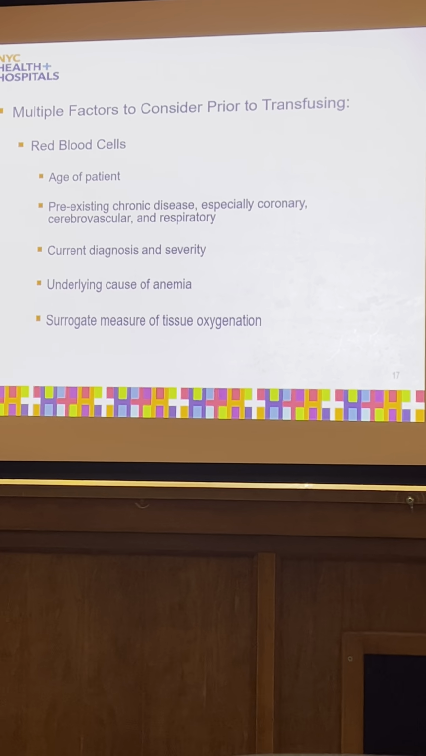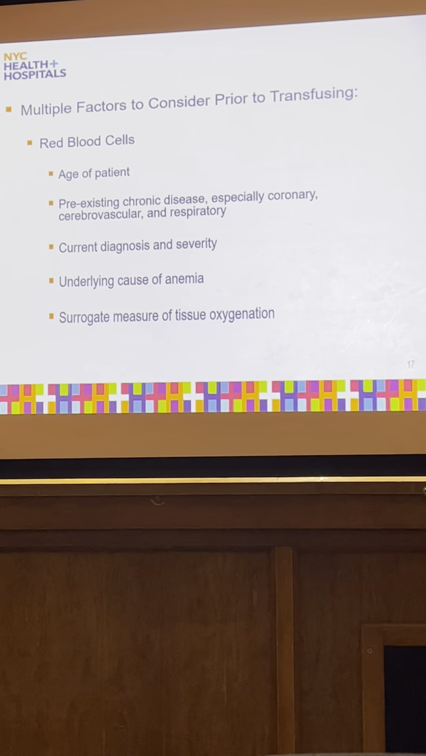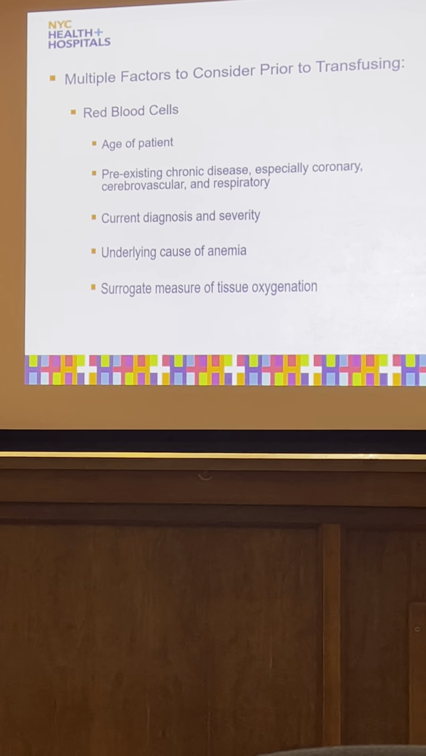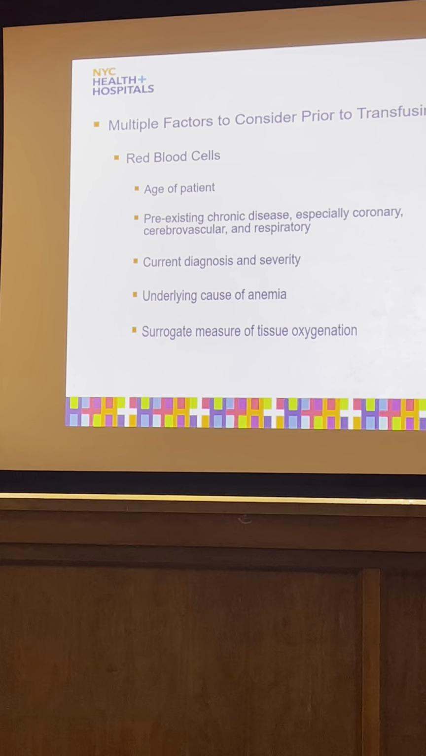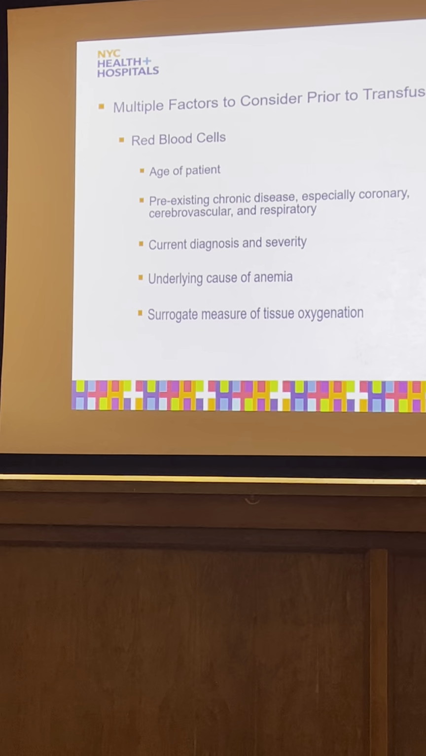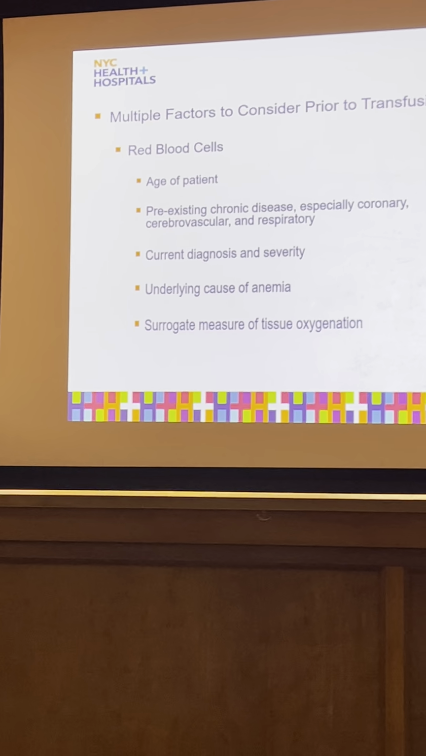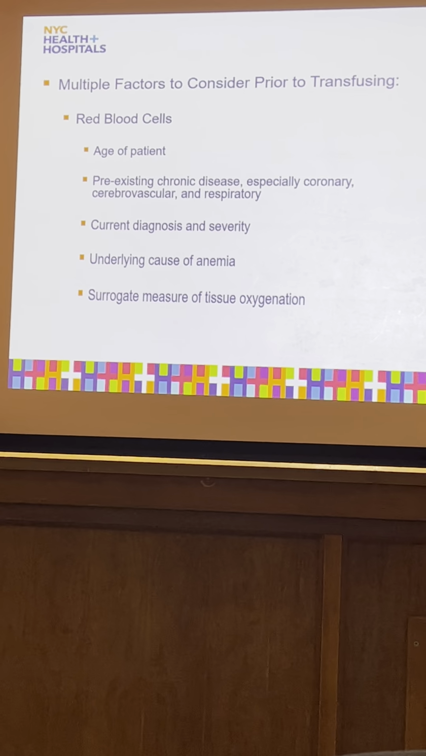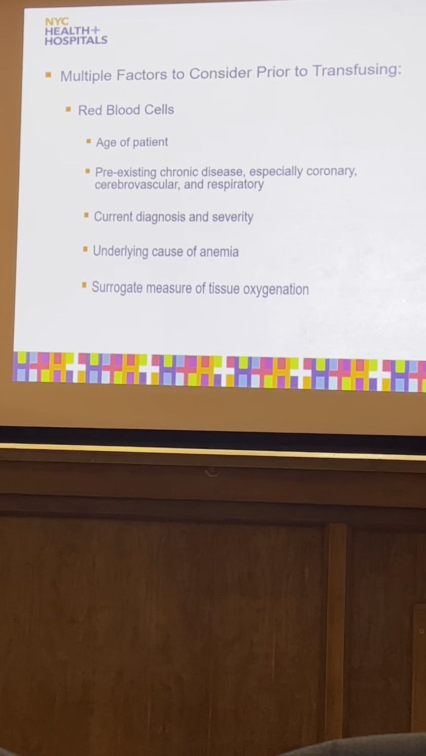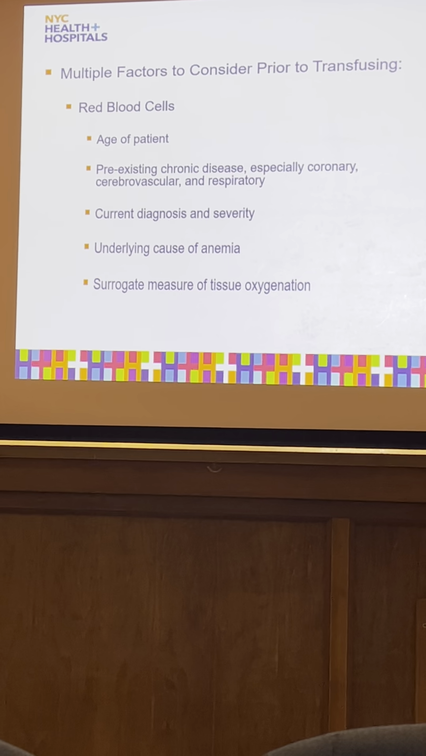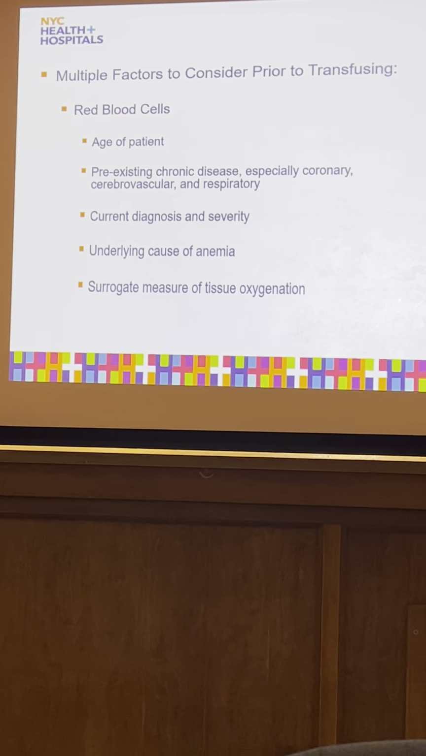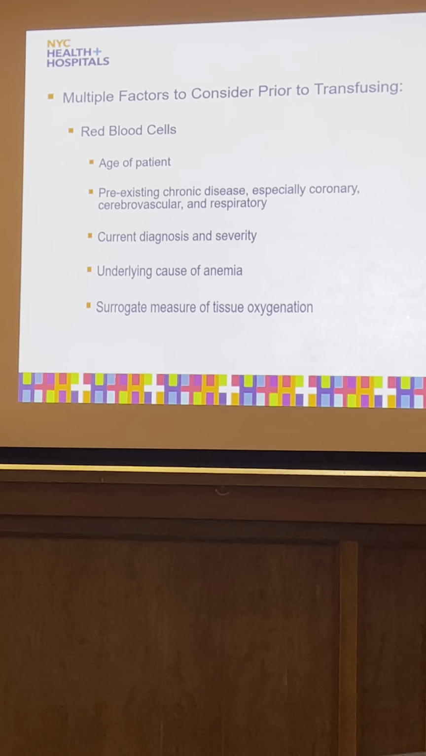There are multiple factors to consider prior to transfusion. When we're looking at red cells, we're looking at the age of the patient and any pre-existing conditions such as chronic disease, especially coronary disease, which will increase the threshold to transfuse. Also the current diagnosis and severity, and any underlying causes of anemia that may warrant blood earlier. You might also want to consider other forms of oxygen delivery.